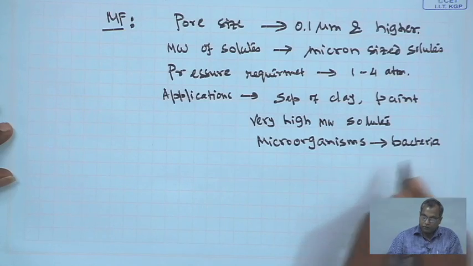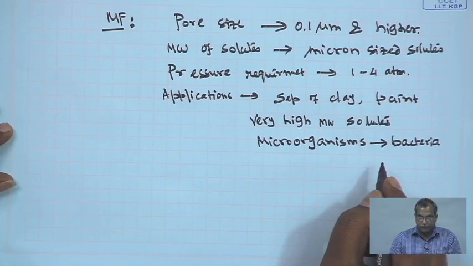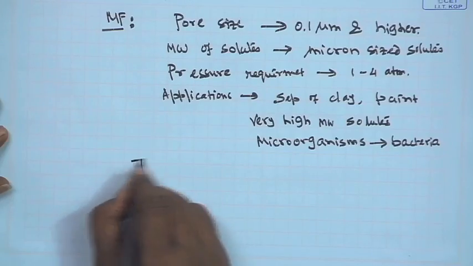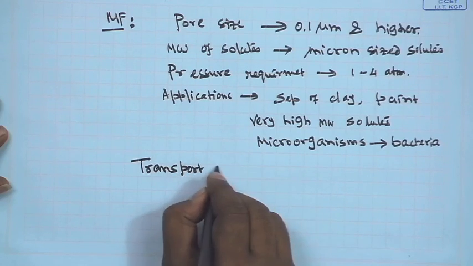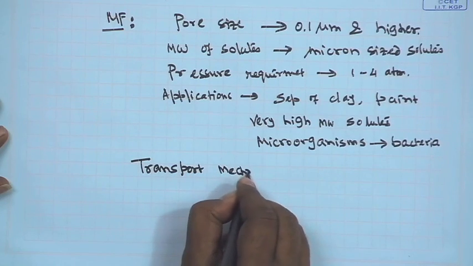Typically, all the waterborne bacteria can be separated by the microfiltration processes, but the virus will have a lower size. One has to go for an ultrafiltration membrane to remove the virus from the aqueous solution. So, what is the transport mechanism? The transport mechanism is mainly convection.